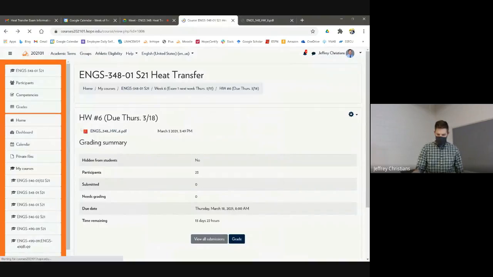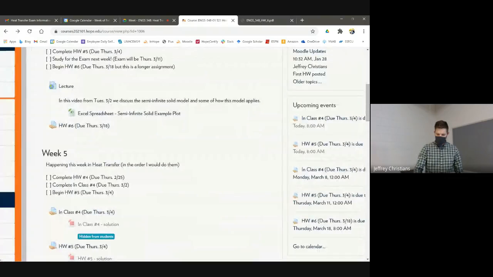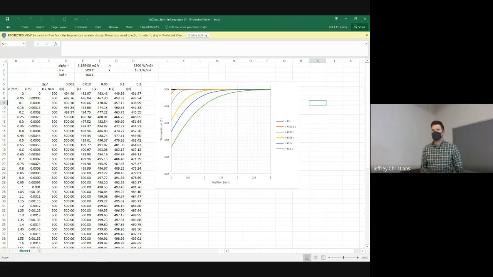The spreadsheet that we made that I showed in class, this semi-infinite solid example, is up on Moodle exactly for you to use. You still have to do some of the calculations and setting up the problem, but I'm not super interested in whether you can do all the parentheses in Excel correctly. So if this spreadsheet is helpful for the specific problem you're working on, please use it.